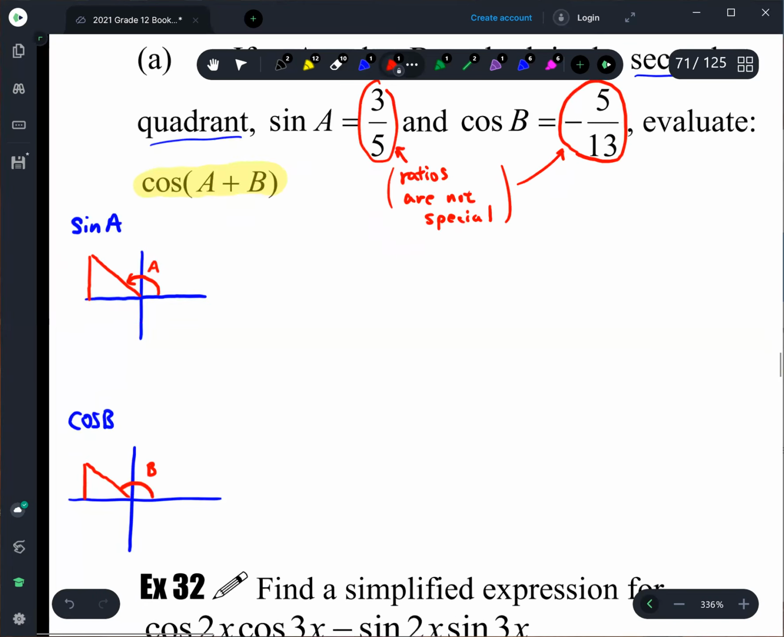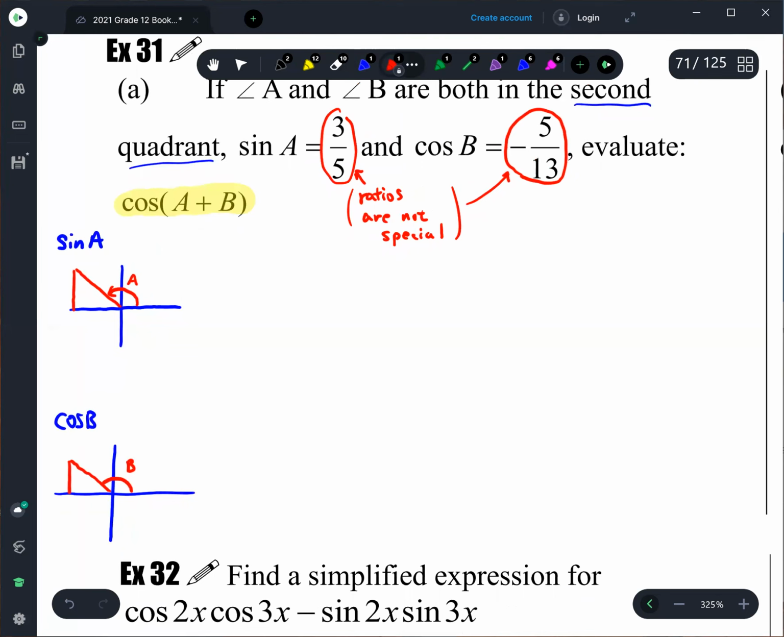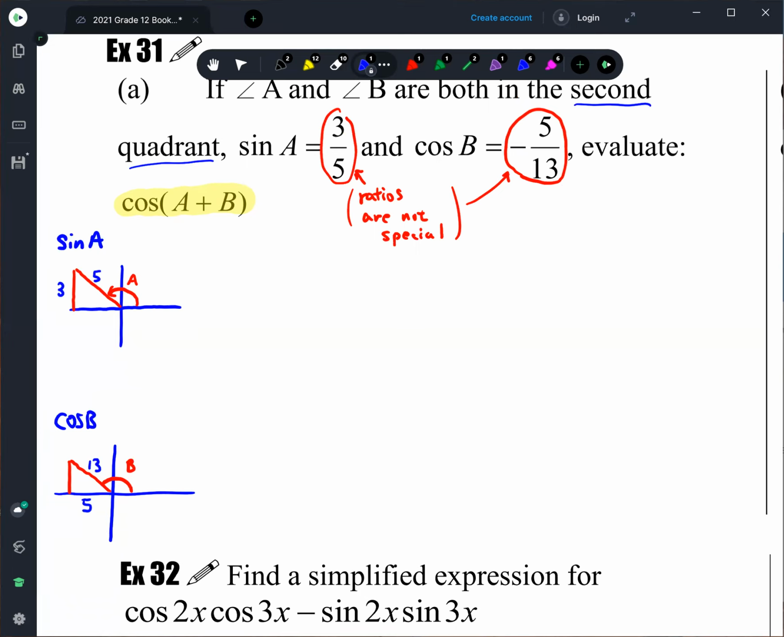Now, because they tell you the 3/5 is for the sine, you can fill that in: opposite over hypotenuse. Cosine is adjacent over hypotenuse. It has a negative. The negative is for the adjacent side because it's on the left side, so you can put a -5 there. Hypotenuse is always positive.